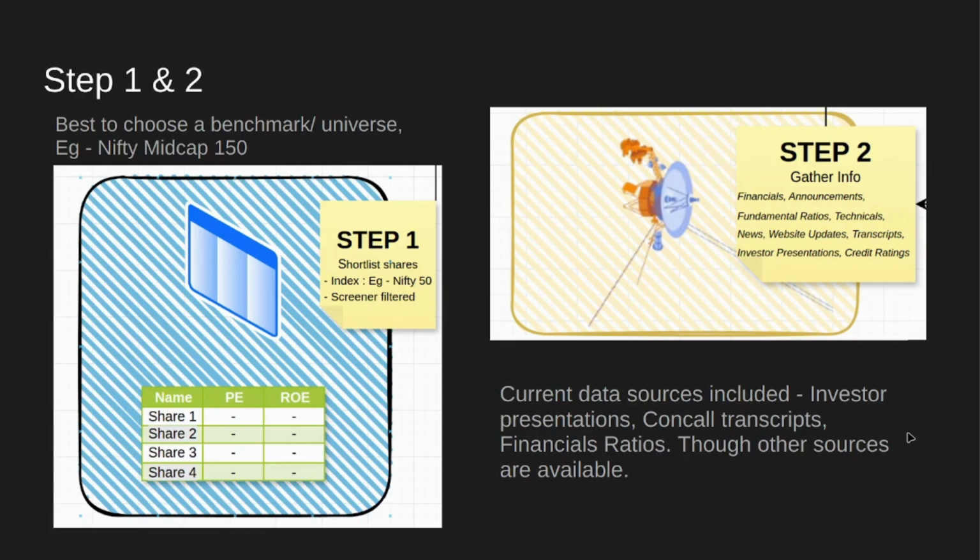Let's cover the steps in the pipeline of Nebula. Initial steps include selecting a universe of stocks and gathering all possible data regarding them. A few examples of said data are on your screen, such as financials, announcements, fundamental ratios, transcripts, website updates, news, investor presentations, credit ratings, etc. Exactly how this scraping works is shown later in the demo.